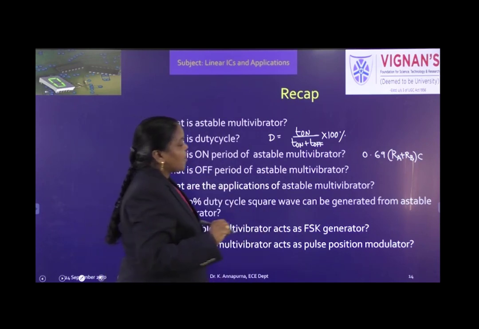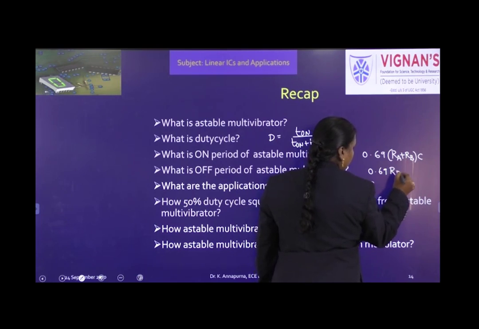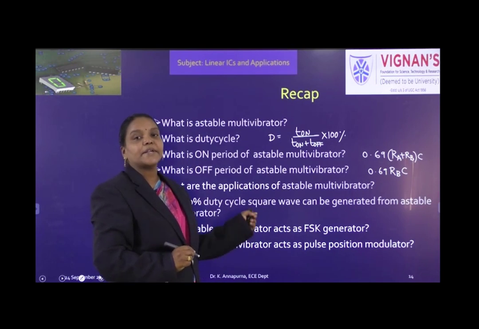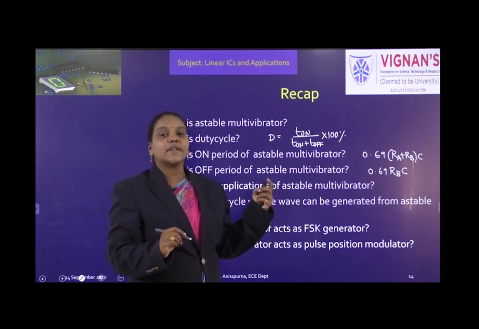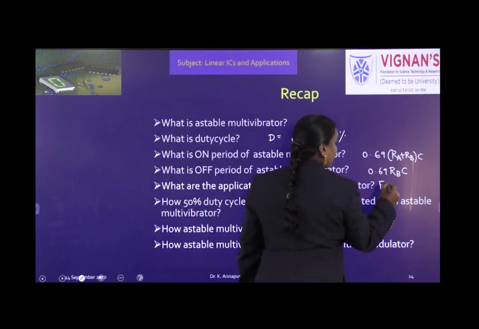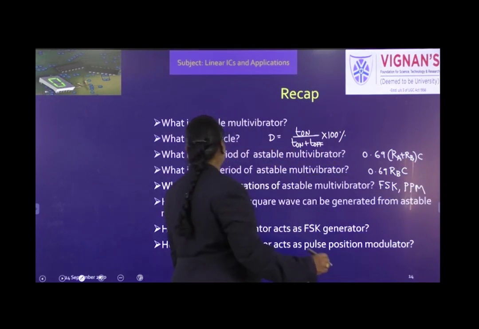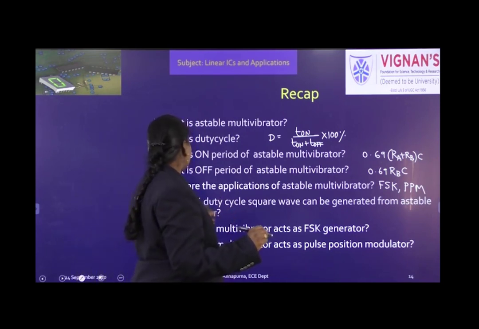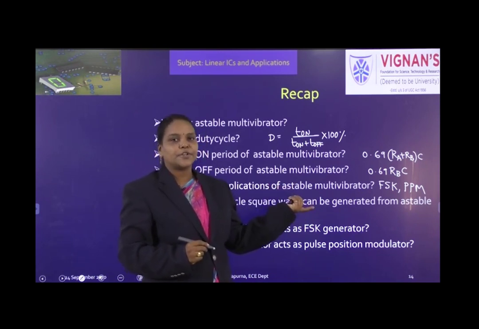And what is the off period of an astable multivibrator? 0.69 RB into C. And what are the applications of astable multivibrators? It is used to generate frequency shift keying signals as well as pulse position modulation outputs. So FSK, PPM are the applications. How can a 50% duty cycle square wave be generated from an astable multivibrator? By using a JK flip-flop or T flip-flop you can do it.